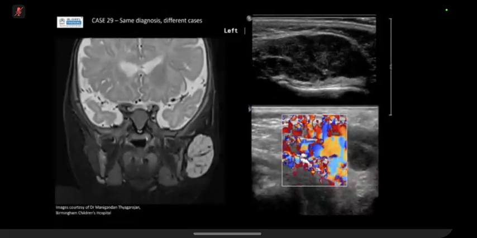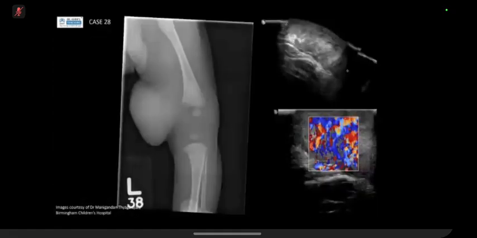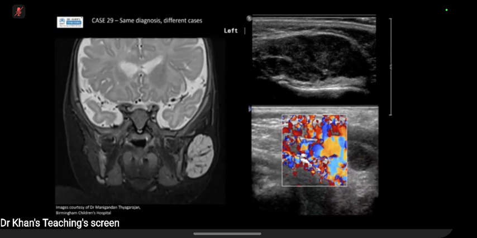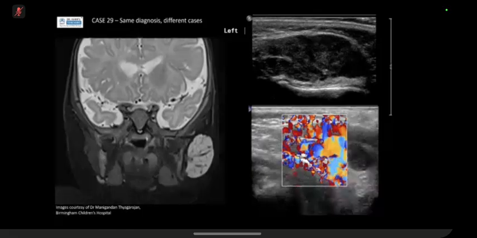Okay, so I said this is the same diagnosis. So you've gone from possible hemangioma to liposarcoma. What do you think it is? So same diagnosis, just different cases. You're going with liposarcoma, or are you going with hemangioma? I think hemangioma. Yeah. Okay.